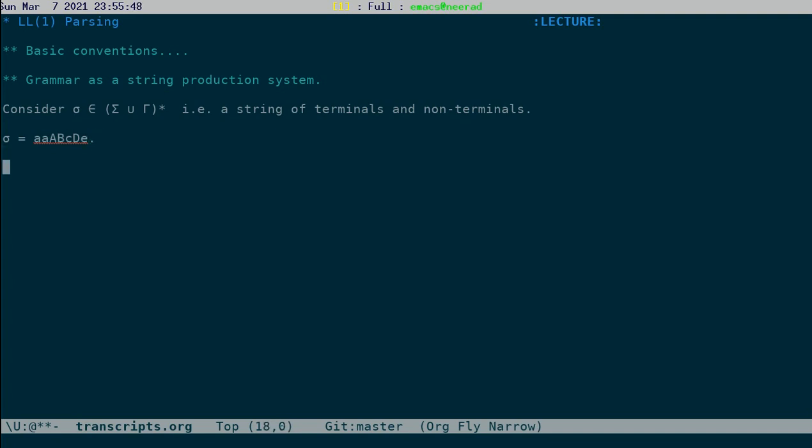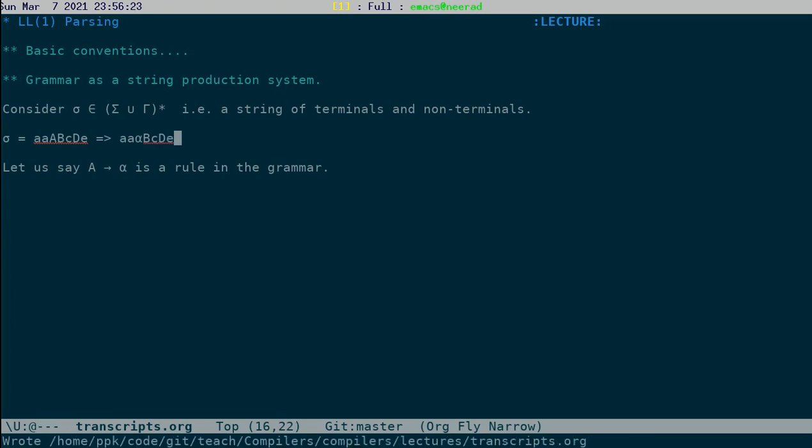Now let us say A goes to alpha is a rule in the grammar. Okay, so let's say this is the case. Then we can replace this using this rule A to alpha. Now the capital A can be replaced by alpha, b, c, d, e. Okay, something like this. So this is one-step derivation. Okay, this is called one-step derivation.